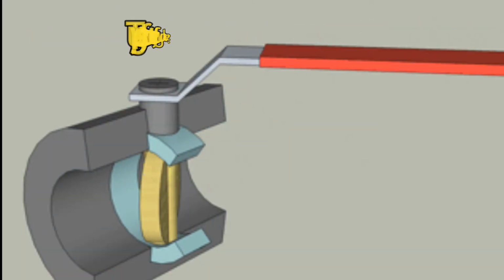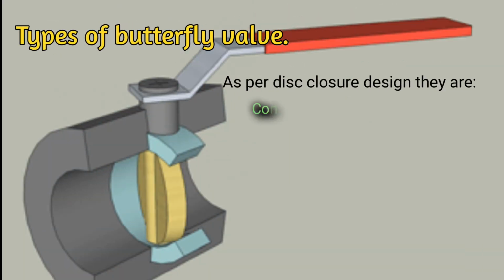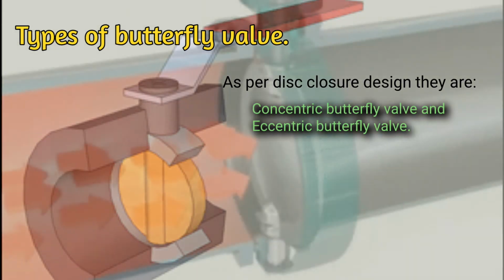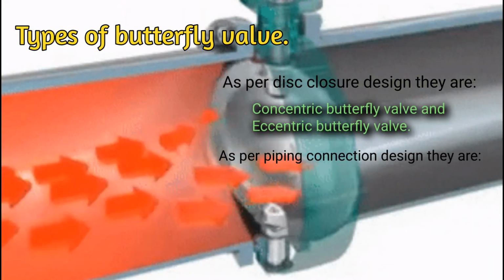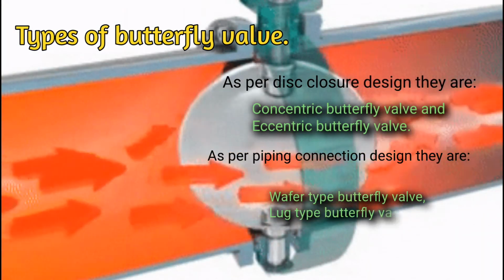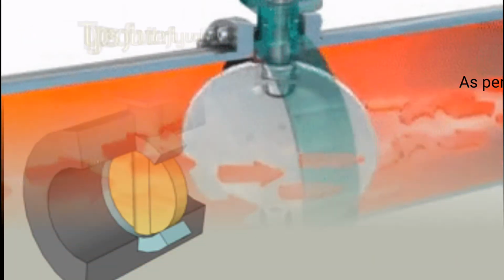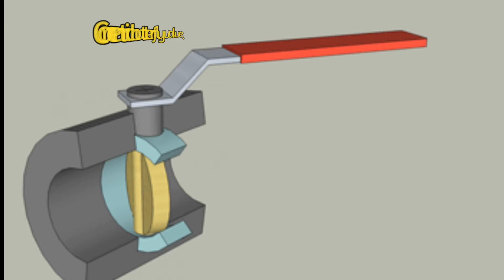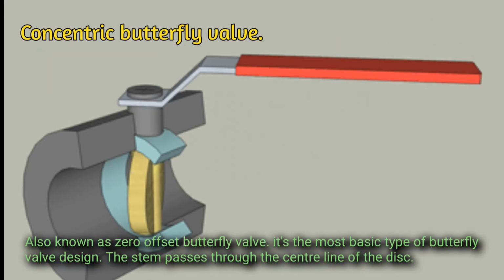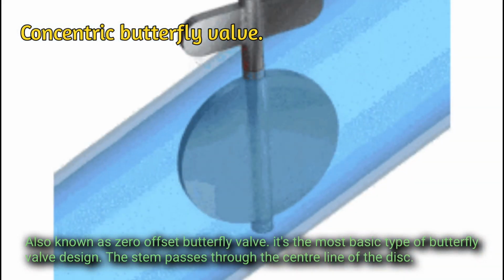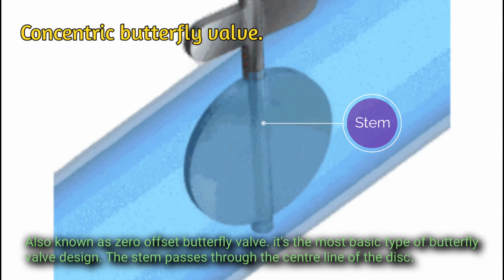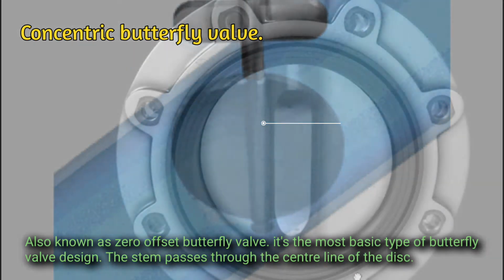Types of butterfly valve. As per disc closure design, they are concentric butterfly valve and eccentric butterfly valve. As per piping connection design, they are wafer type, lug type, double flange butterfly valve. Concentric butterfly valve, also known as zero offset butterfly valve, is the most basic type of butterfly valve design. The stem passes through the center line of the disc.